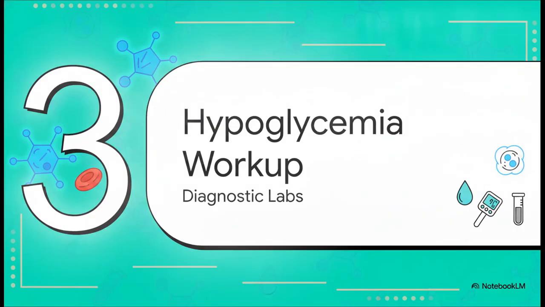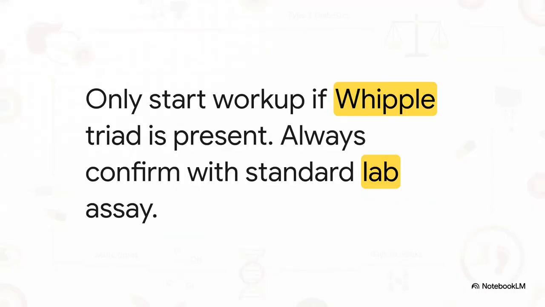Section 3. Hypoglycemia workup and labs. Hypoglycemia symptoms generally fall into 2 buckets: adrenergic, like tremors, palpitations, and sweating, or neuroglycopenic, like confusion, seizures, or even passing out. But here's the rule. A formal clinical workup is only indicated when the Whipple triad is fully present. That means symptoms of hypoglycemia, a low blood glucose measured right when symptoms occur, and relief of those symptoms when the glucose goes back up.